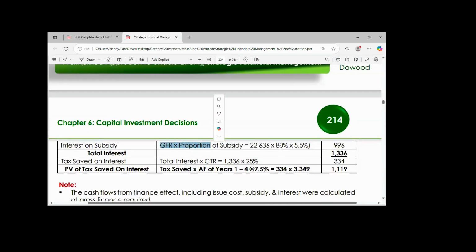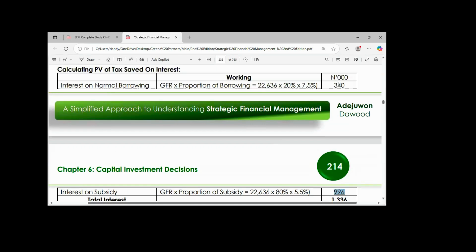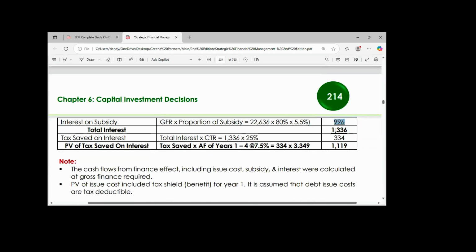We've done this before, which is 18,109 multiplied by 5.5. We have 996. So 340 plus 996 will give us 1336. That's the total interest. That's the first step. The second step is to calculate tax saved on interest. Tax saved on interest is total interest multiplied by the company tax rate. The company tax rate is 25%. So we multiply 1336 by 0.25. We have 334. Okay? So that's the tax saved on interest.